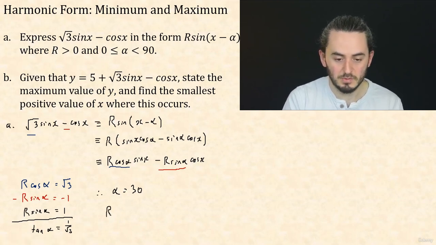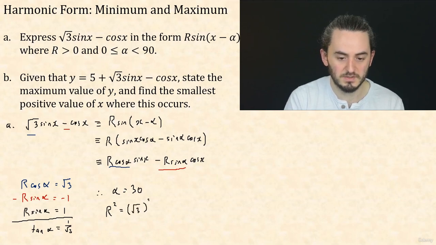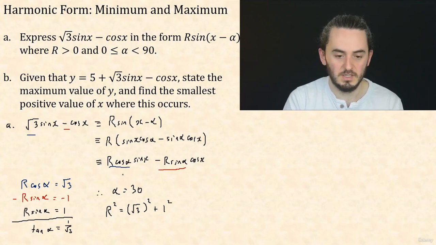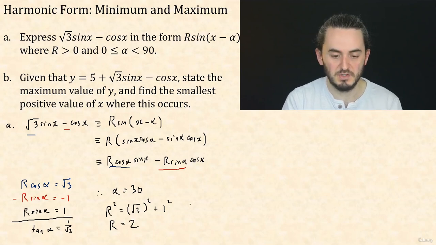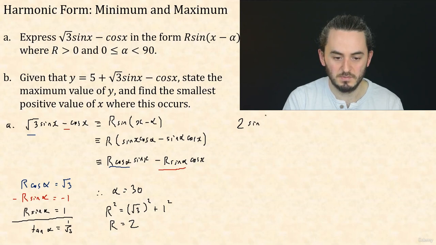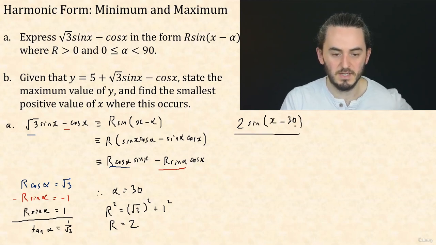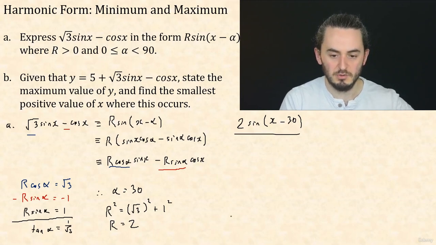And for the r value, well, it's just Pythagoras. R squared equals root 3 squared plus 1 squared. We've got a negative 1 cos x there, but squared it's positive. When we solve this, we get 3 plus 1 is 4, and the positive square root of that is 2. All right, so I've got my form. My harmonic form is 2 sine of (x minus 30). So there it is. Now, let's do part B.